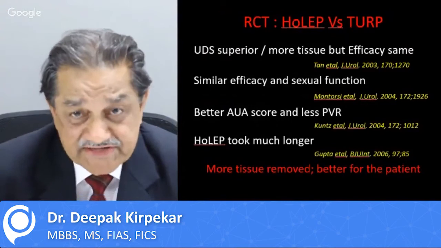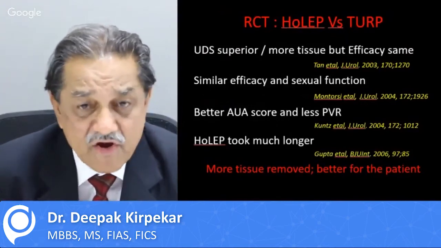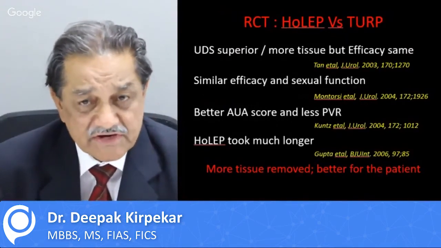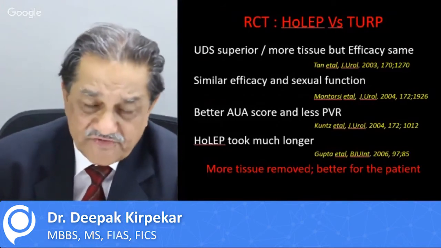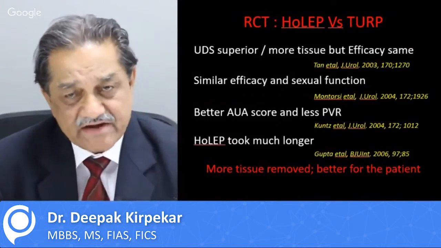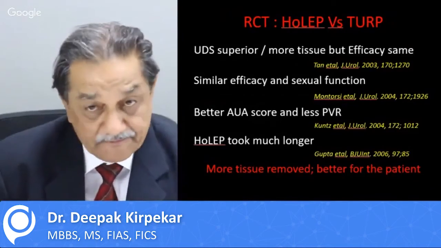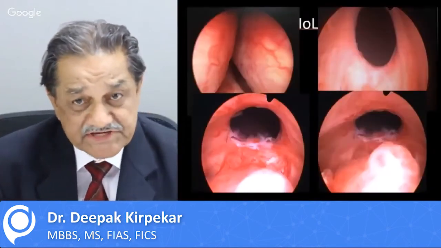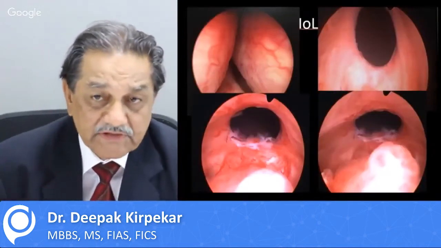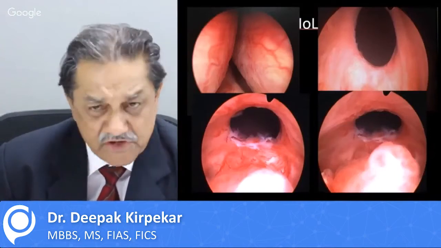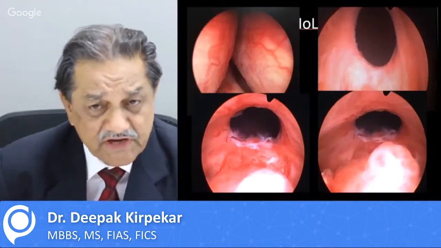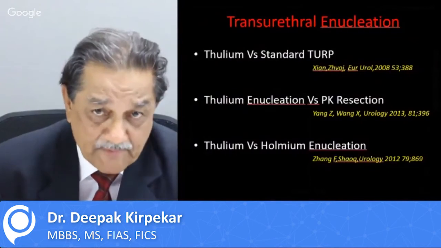There are a number of other studies I can look at where they all agree that it does take a longer time, but tissue removed is much more than a standard TURP. These are the images of a post-HOLEP fossa, which does look a little scarred because of the heat used, but the flow rates are beautiful.